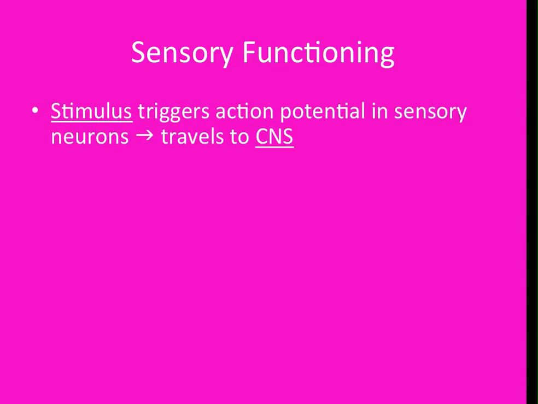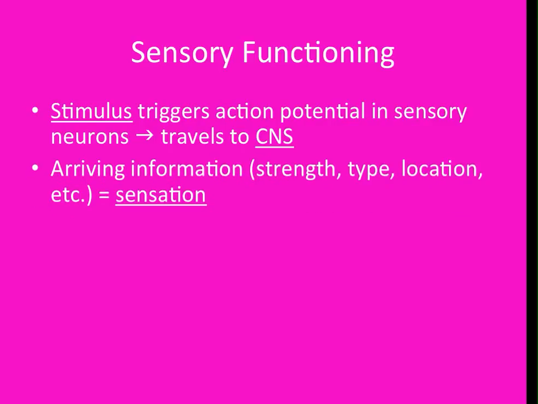So how do our senses actually function in terms of generalities? Well, it functions very much just like the nervous system. We have some sort of stimulus, and that stimulus is going to trigger an action potential within the sensory neurons, and that action potential travels to our central nervous system. We call this arriving information, which includes things like the strength of the stimulus, the type of stimulus that it is, where it is, all those types of things, taken collectively, is referred to as a sensation.